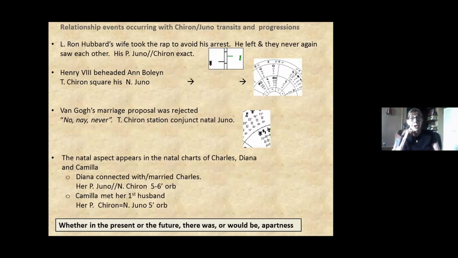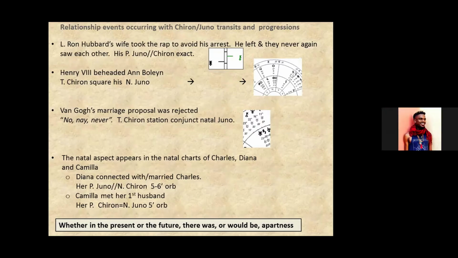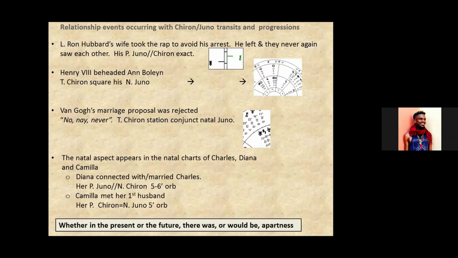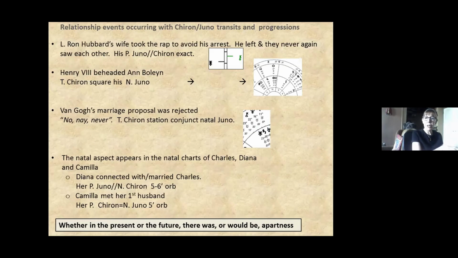So here are some relationships. These are events that occurred to relationships when they had, I think these are all progressions. Oh no, we have one transit here. When these people had transits or progressions of Juno and Chiron, this is what happened. L. Ron Hubbard, the Scientology guy, he was married. His wife took the rap, took the blame so that he could avoid arrest. He left and they never saw each other again. That happened when his natal Juno Chiron, which we see here, is a declination. When that declination became exact by progression, he left and they never saw each other again. That was a Juno-Chiron relationship event.